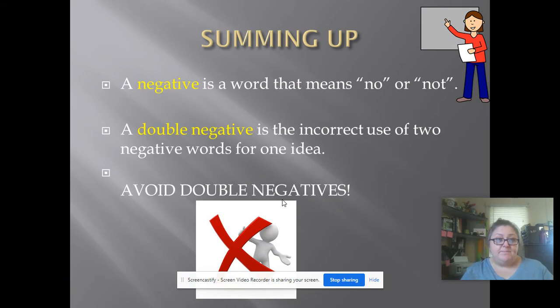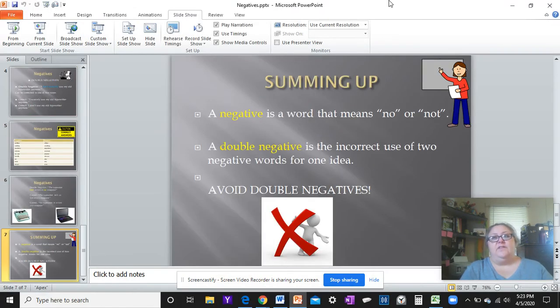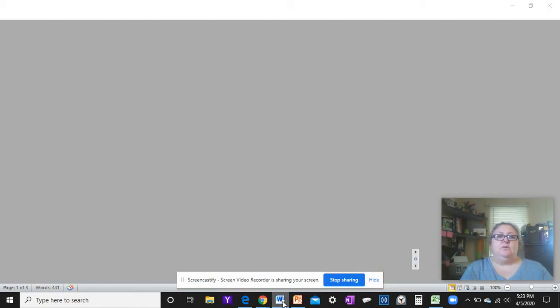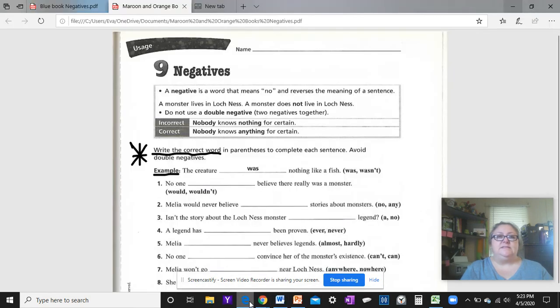So, summing up, a negative word is a word that means no or not. A double negative is the incorrect use of two negative words for one idea. Avoid using double negatives. Okay, now the lesson: your worksheet page will look like this.